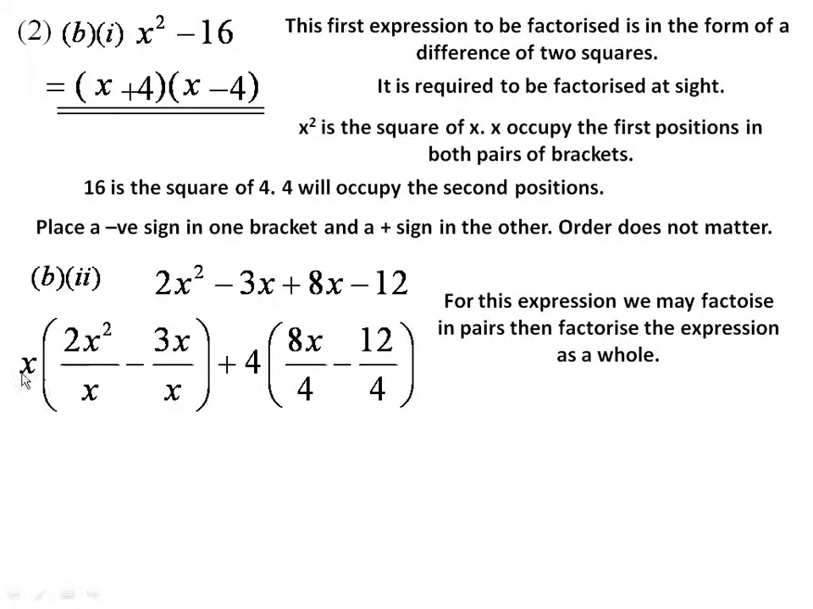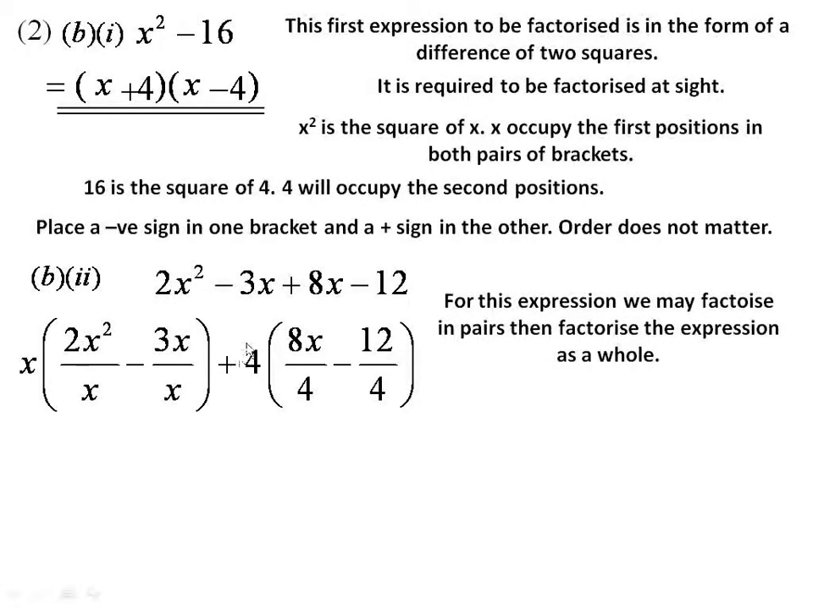So we take the x here, and 2x squared we divide by x, and also 3x we divide by x. Also, what is common in 8x and 12? 4 is common. Generally, we take the highest common factor because we are in the habit of factorizing completely, and that can only be achieved if we take the highest common factor.